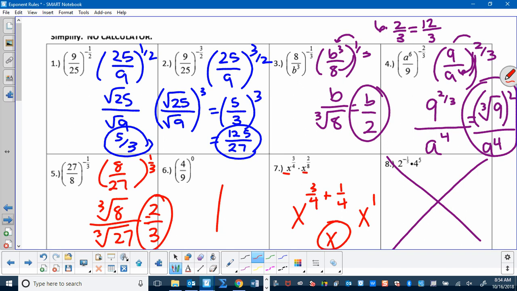Reminder, when you're adding fractions, you need a common denominator. The common denominator stays the same, and you just add the tops together. Okay, when you're multiplying fractions, you multiply straight across.